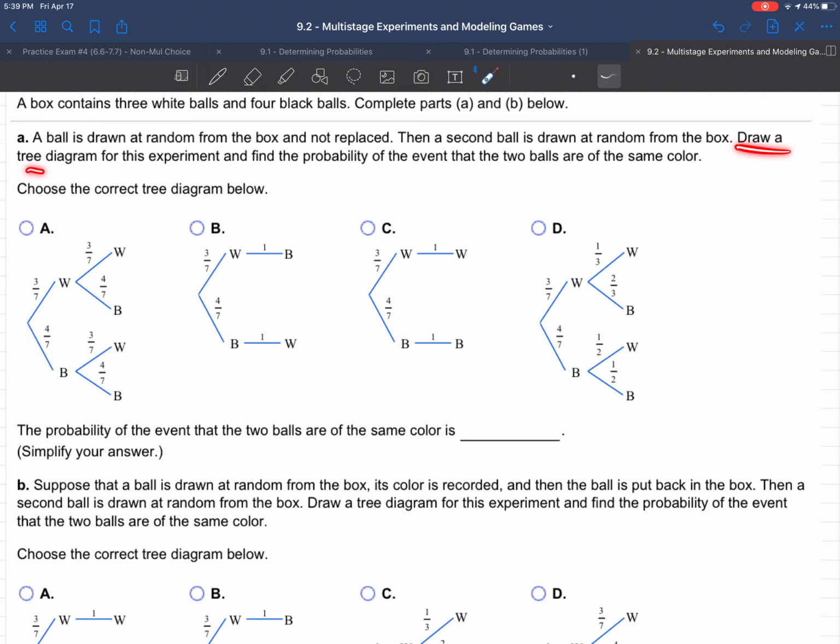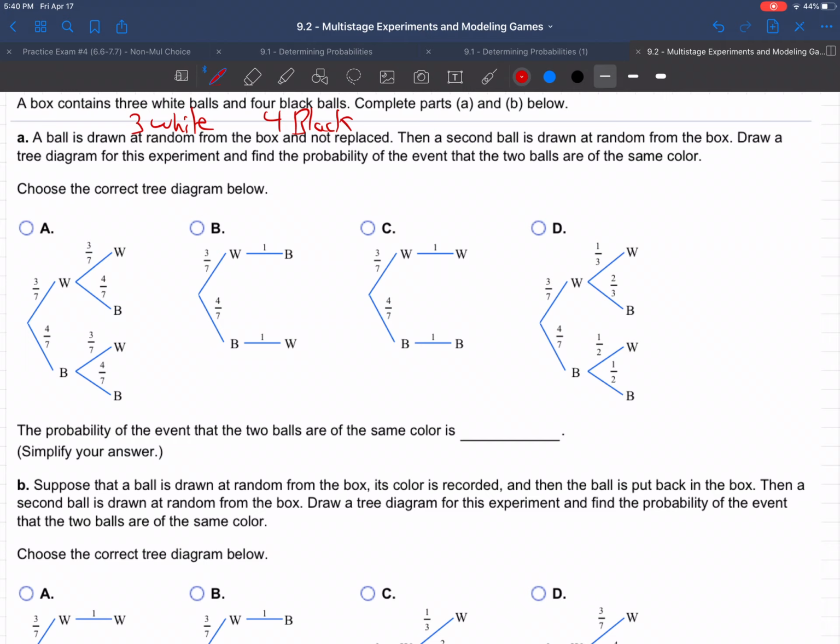Draw a tree diagram for this experiment and find the probability of the event that the 2 balls are the same color. Okay, so they're showing us 4 possible tree diagrams, and we have to decide which one of those is correct. So let's think about what happens. The box has 3 white and 4 black balls.